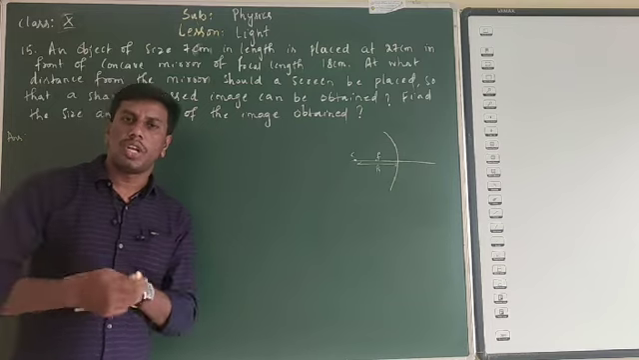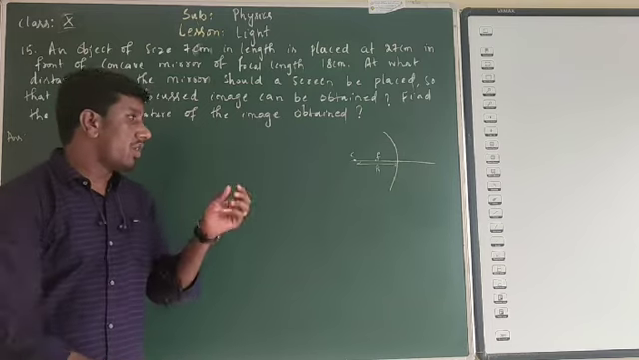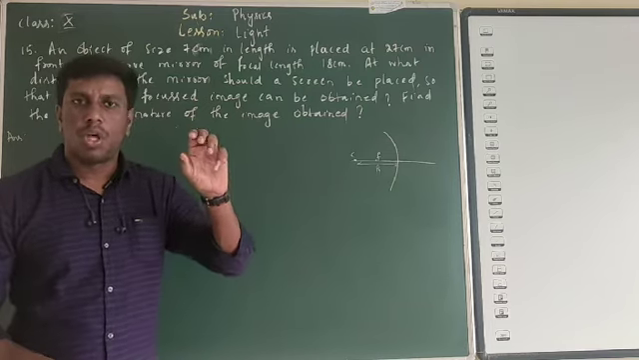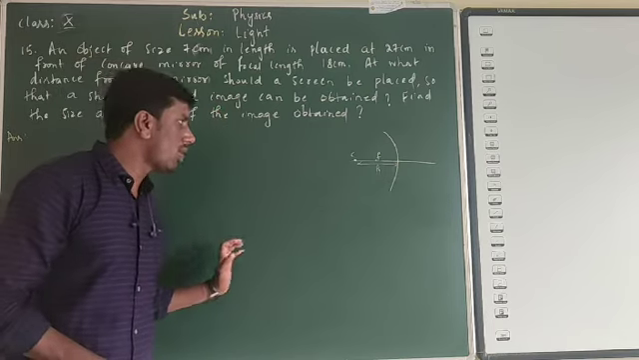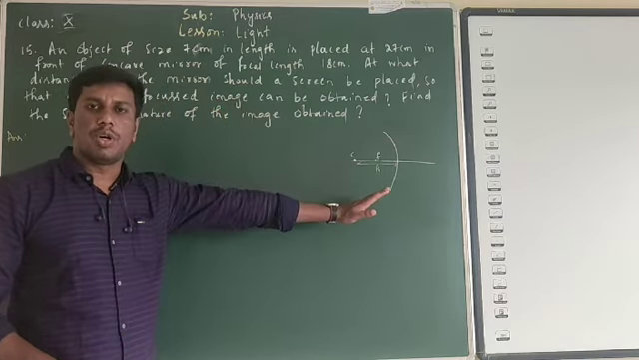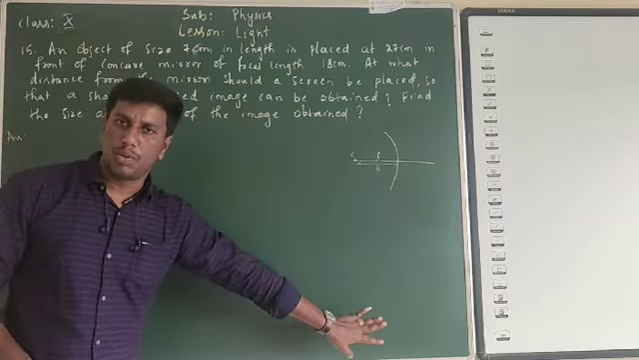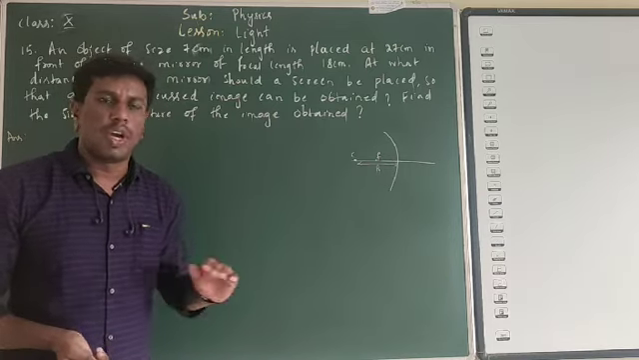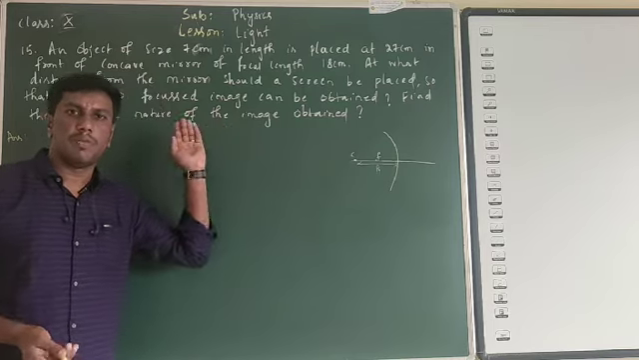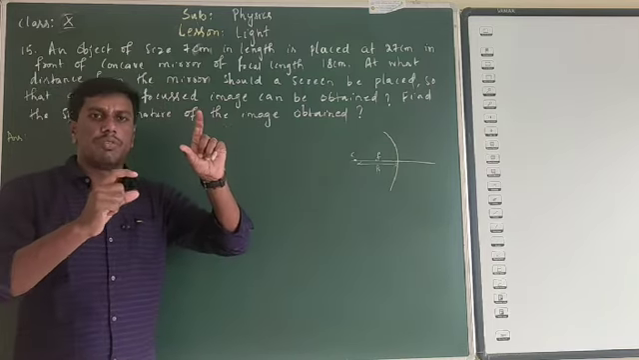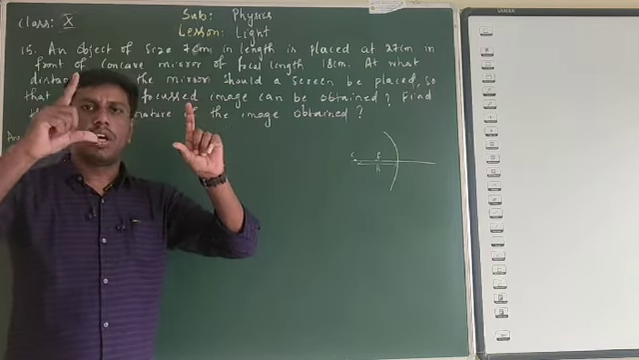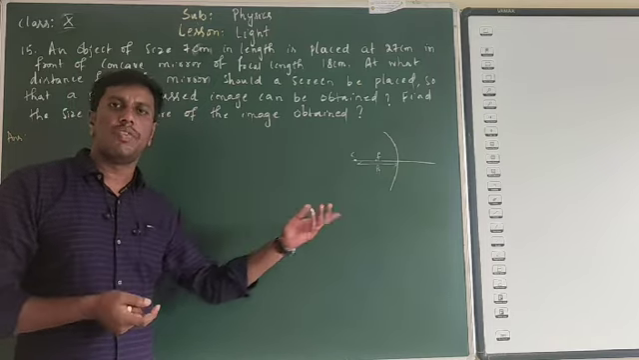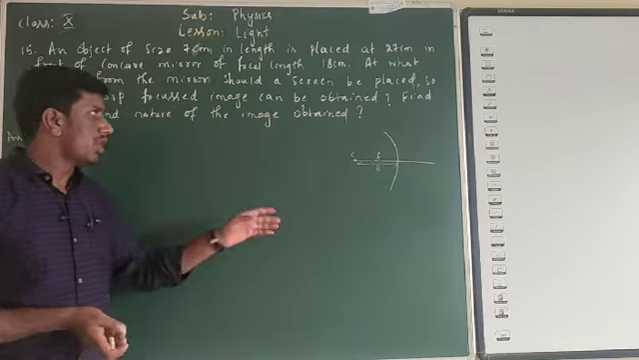To find the size, whether it is smaller or bigger, use the same concept of magnification: height of the image divided by height of the object. Find out the height of the image. You know the height of the object. Compare the heights, whether the image height will be smaller or greater. By observing the value, we can find that out. So that is about the 14th question.